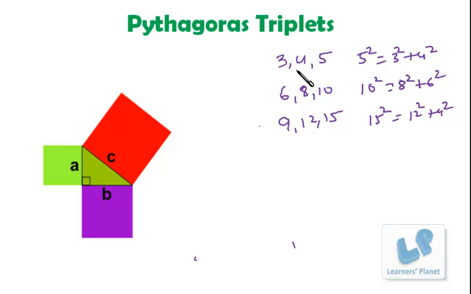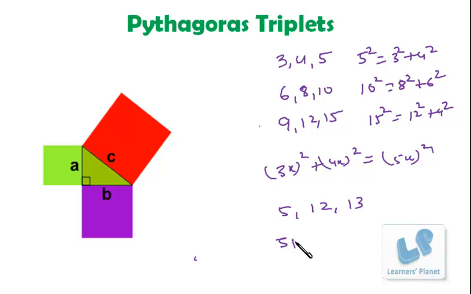So with a common multiple, (3x) whole square plus (4x) whole square is equal to (5x) whole square. Similarly 5, 12 and 13: (5y) whole square plus (12y) whole square is equal to (13y) whole square. So that thing you should keep in your mind.